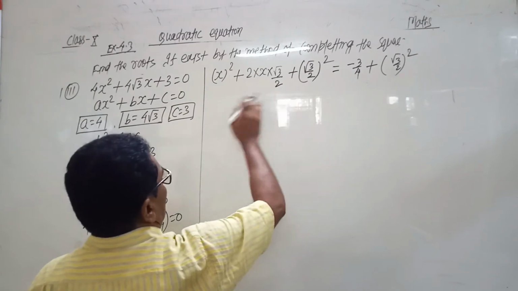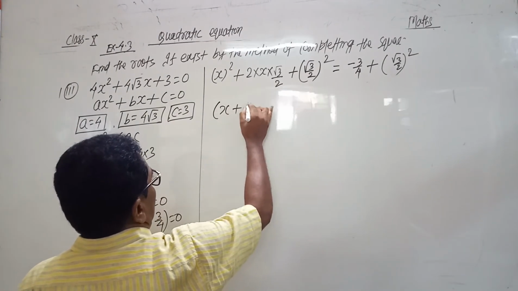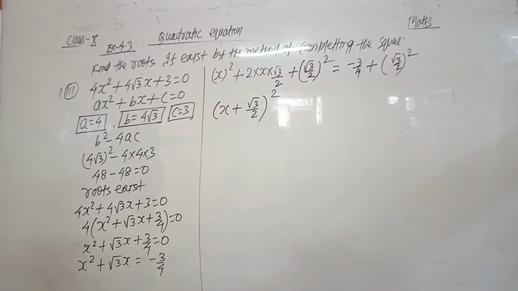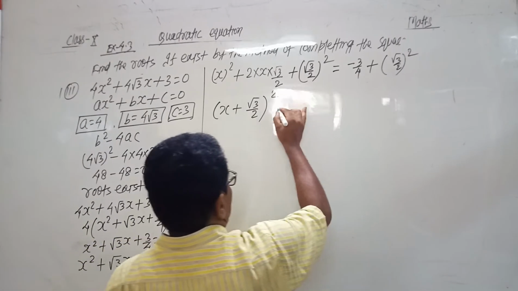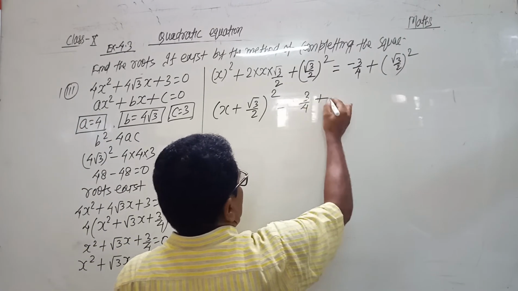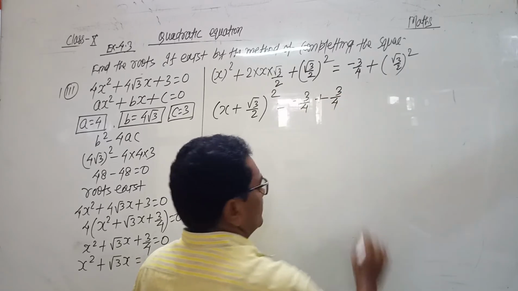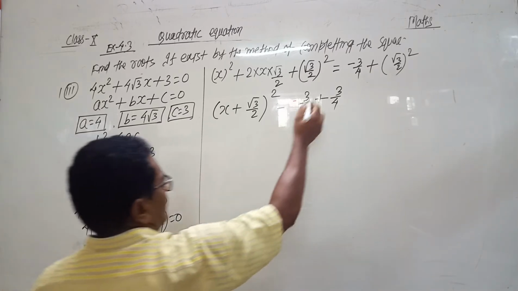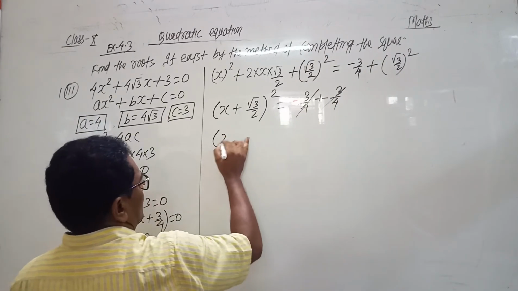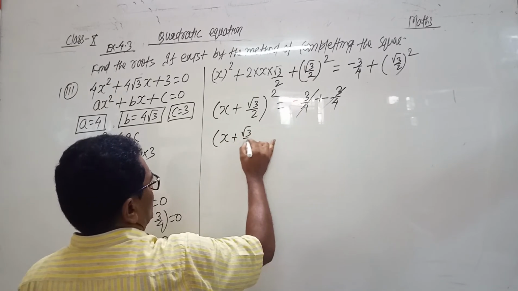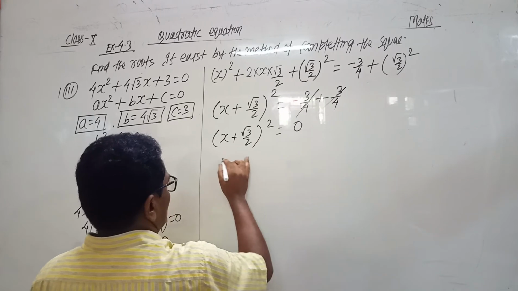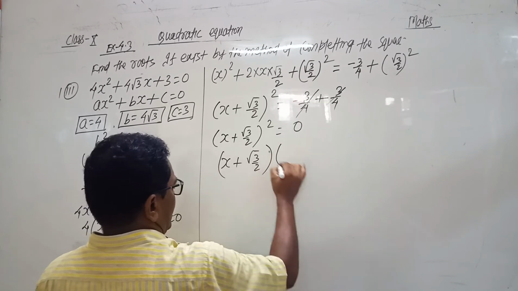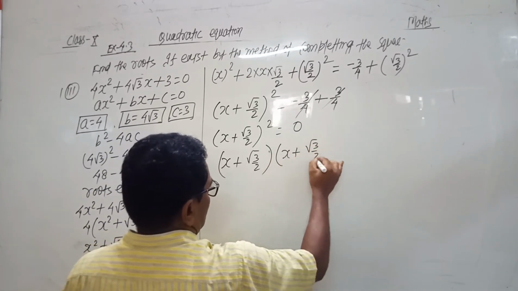Now this becomes the formula a plus b the whole square. x plus root 3/2 the whole square. And on RHS minus 3/4 plus root 3/2 the whole square, 3/4. RHS minus 3/4 plus 3/4 and this gets cancelled, 0. So x plus root 3/2 the whole square equals to 0 and x plus root 3/2 into x plus root 3/2 equals to 0.